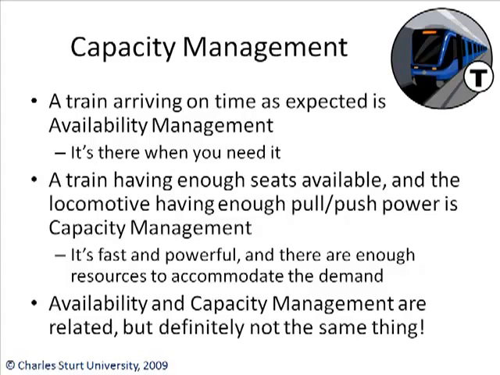So in other words, availability and capacity management, they are related, but they're definitely not the same thing. Availability management is more about the timing, whereas capacity management is a lot more about performance and resources.